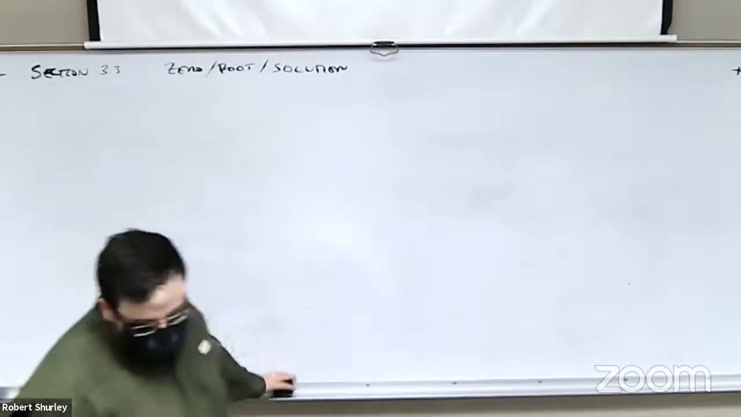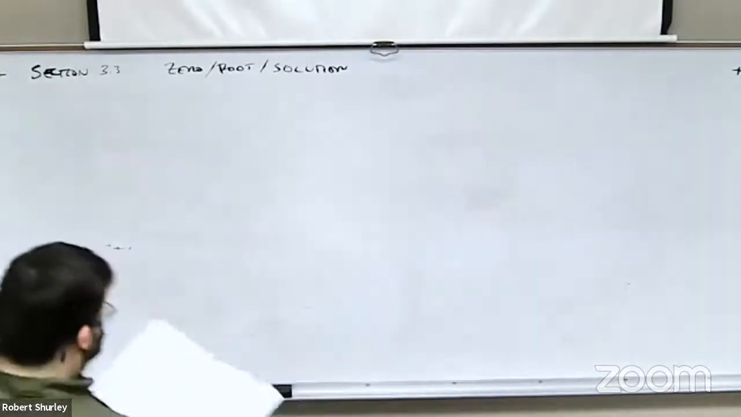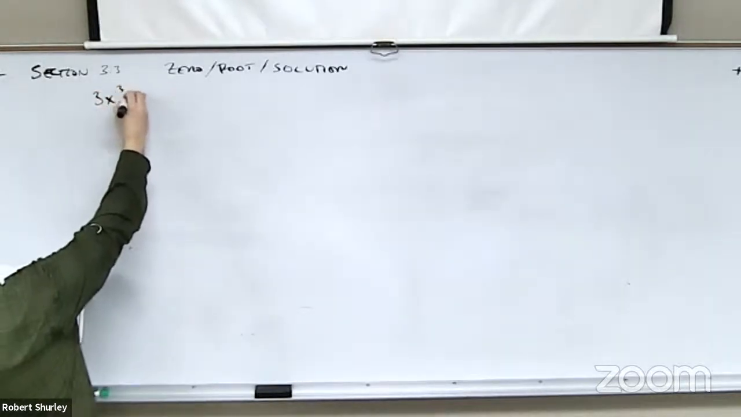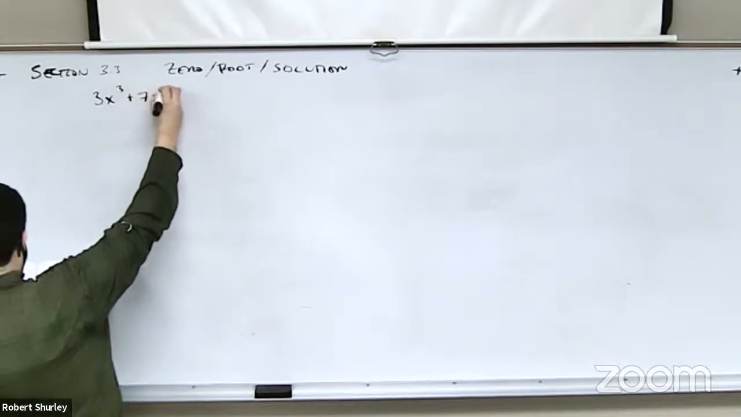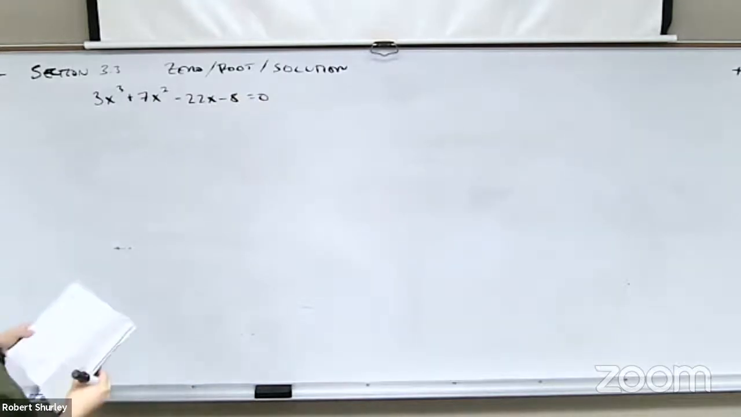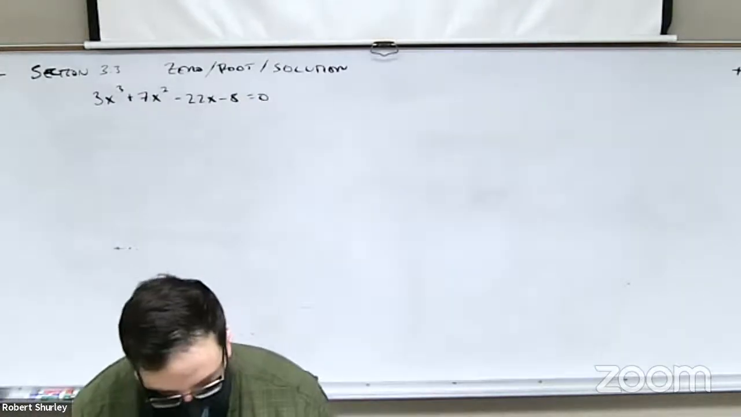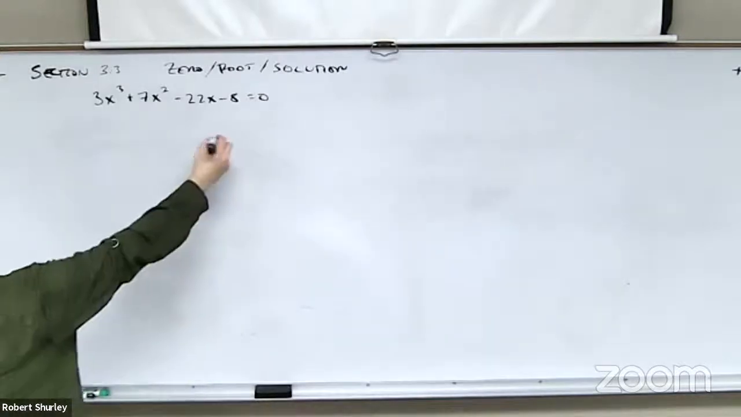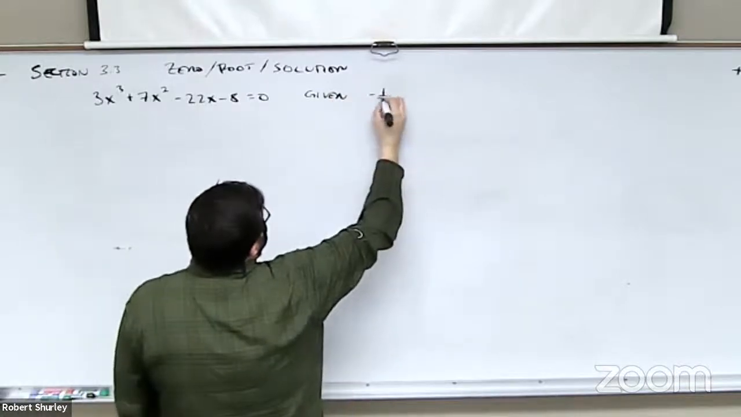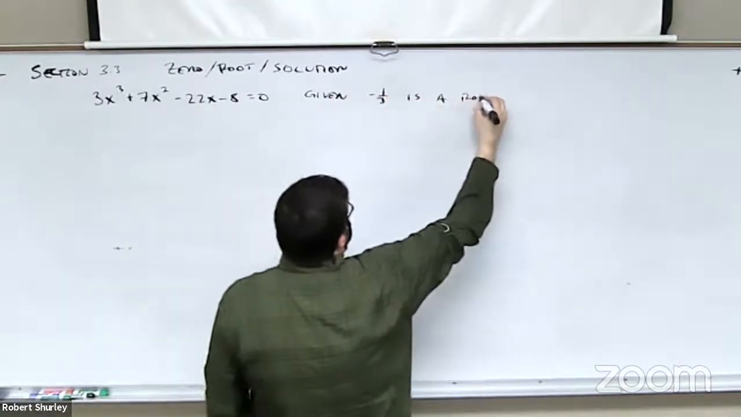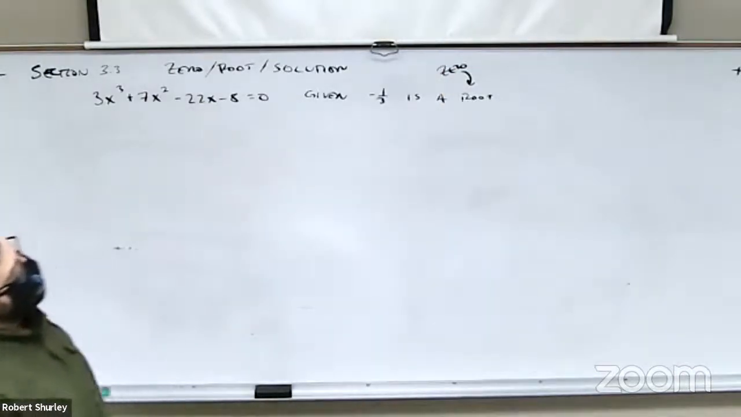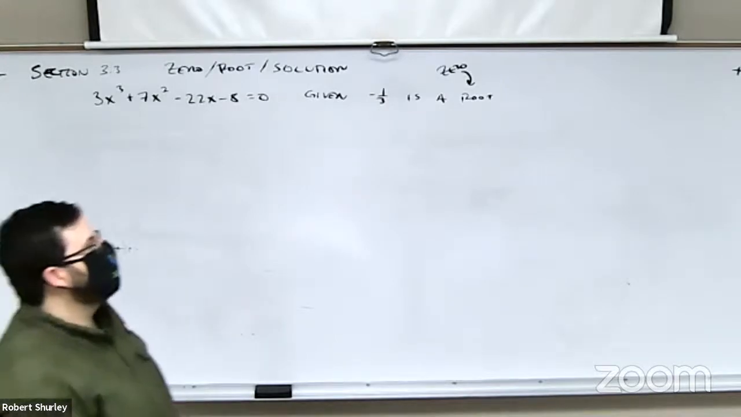Number 46 states, solve the equation. Now, it's written as an equation, not as a function. 3x cubed plus 7x squared minus 22x minus 8 equals 0. And then given -1/3 is a root. So for us, this means it's a 0. Okay? Given -1/3 is a root. But I need your brain to go, oh, that means it's a 0.